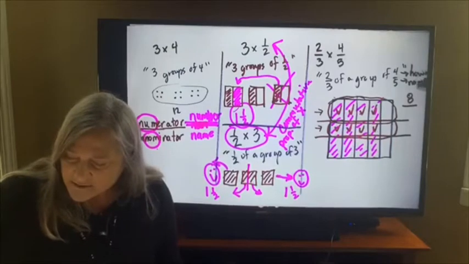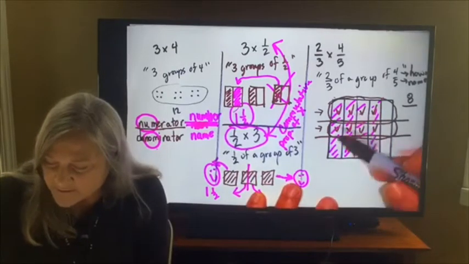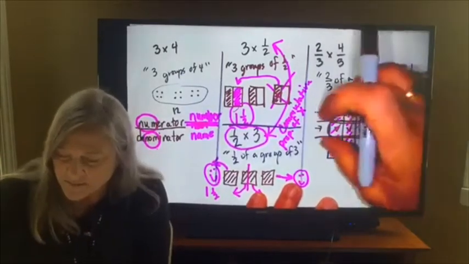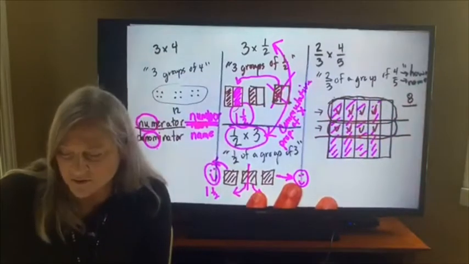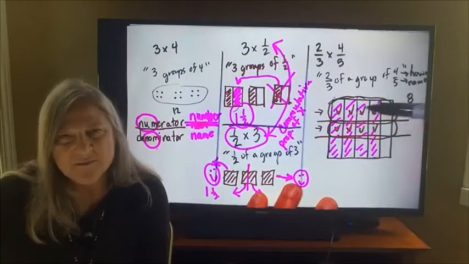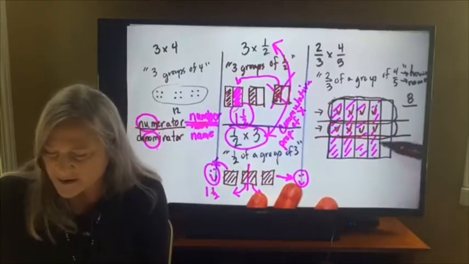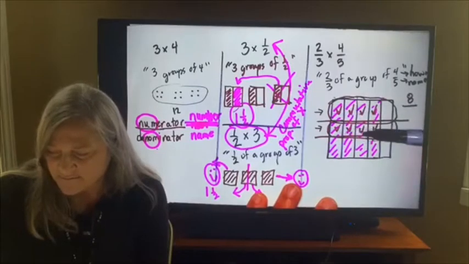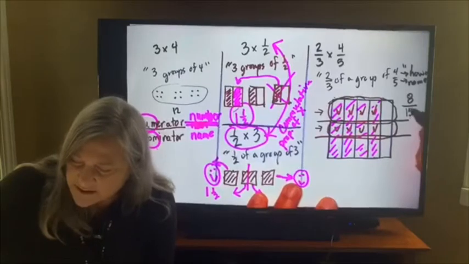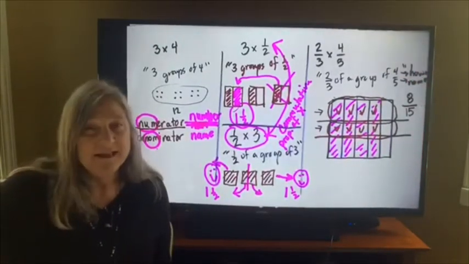So in our fraction, the denominator, the name, we have to figure out what the new name is, because we changed the size of the pieces when we used those horizontal lines. So now we have to figure out what's the name of each of these pieces. We know we have 8 of them, but what's their name? We have a 5 here, 5 here, and 5 here. So that's 3 5s, or 15. So what is 2/3 of a group of 4/5? 8/15.